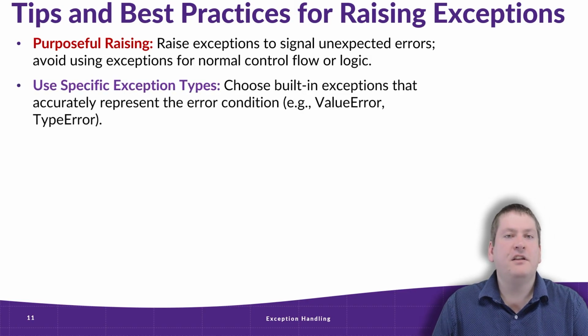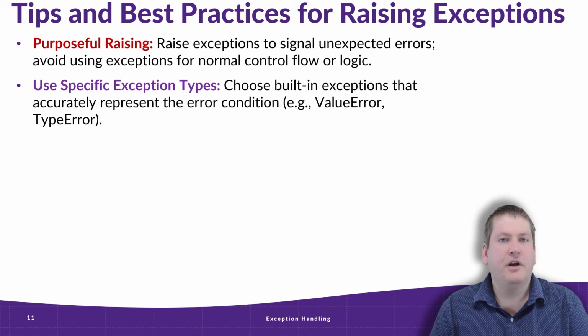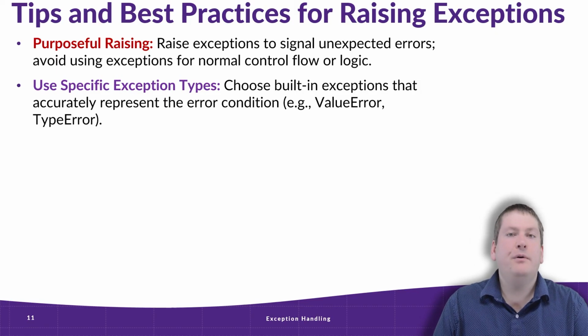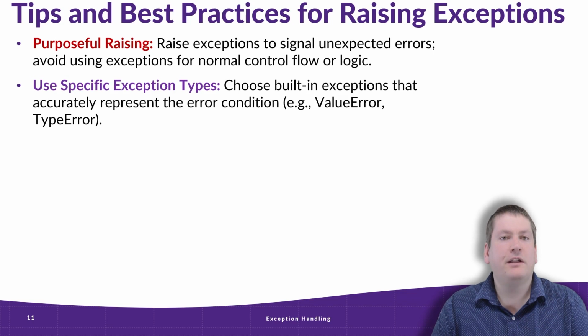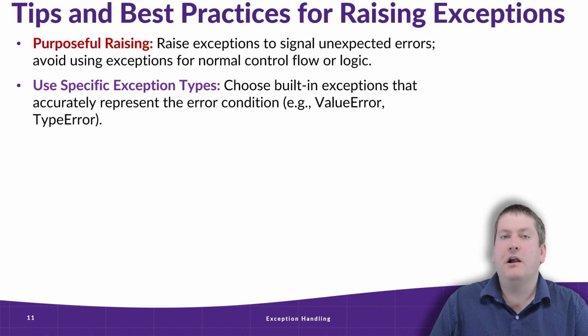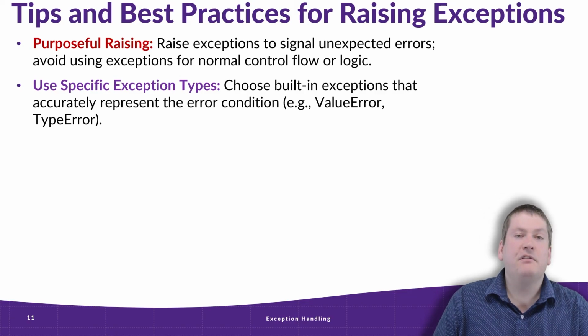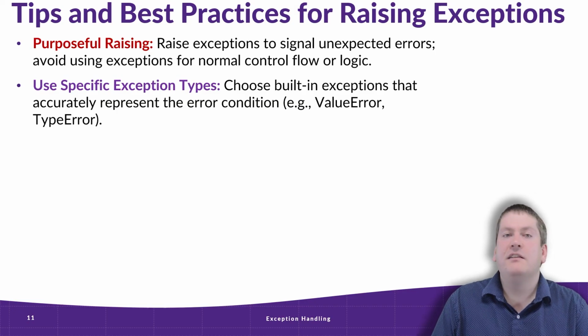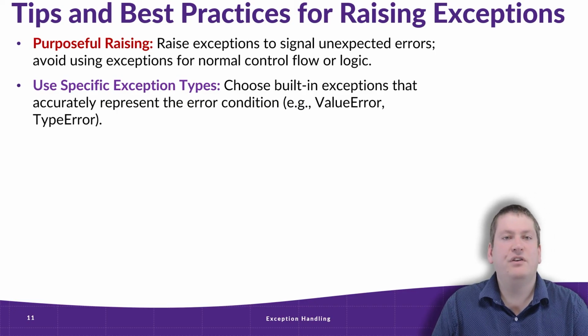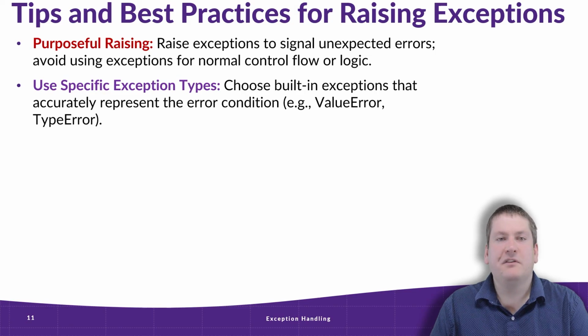The second tip is to use specific exception types. And this is similar to some of the tips we covered when we're talking about handling exceptions. We should always choose a built-in exception that accurately represents the error condition. For example, we might use a value error to represent that there's some sort of issue with the value that was input to a function. And we might use a type error to signal that the type of the argument sent into a function was the wrong type. We always want to be careful that we're using the correct exception type, because Python won't be able to detect that you use, for example, a type error to describe like an index error or something like that.